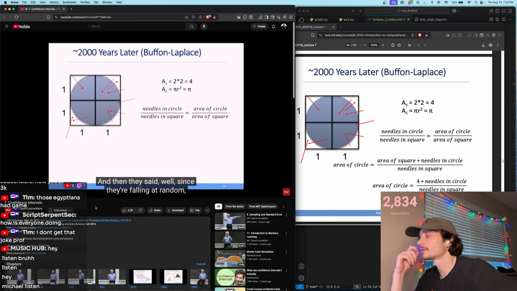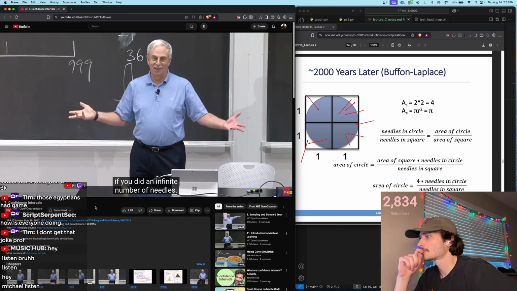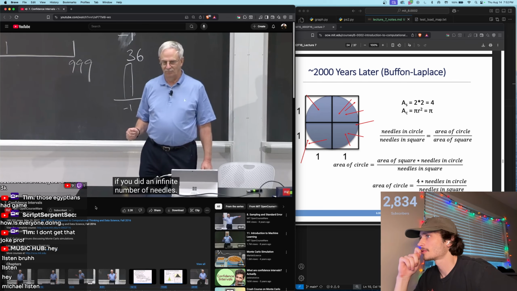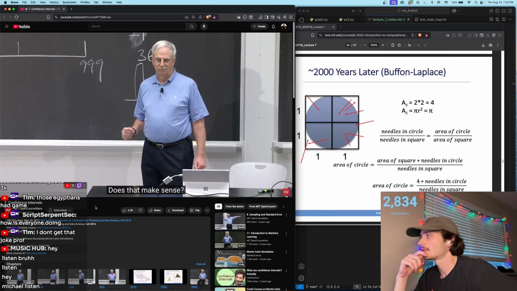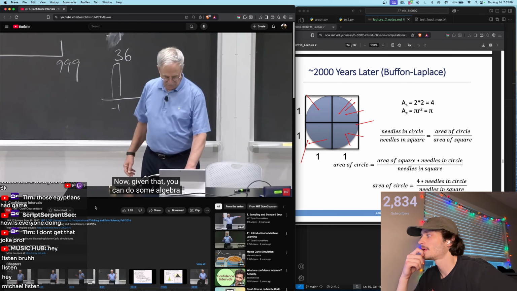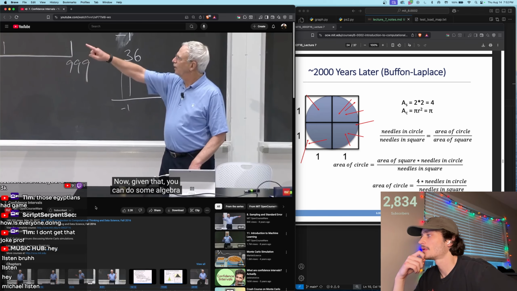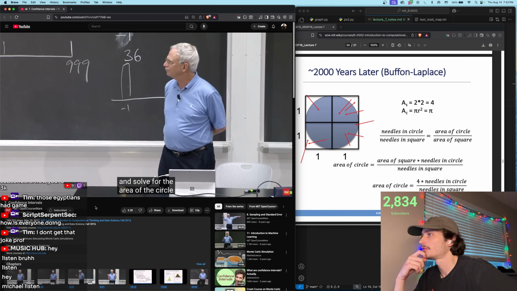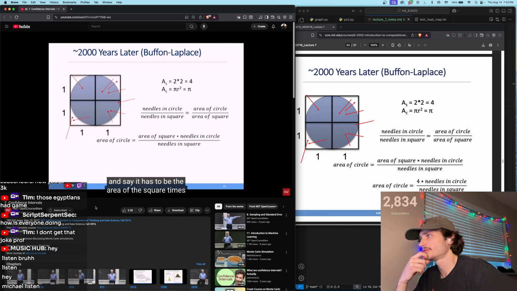Okay. And then they said, well, since they're falling at random, the ratio of the needles in the circle to the needles in the square should exactly equal the area of the circle over the area of the square, exactly if you did an infinite number of needles. Does that make sense? Given that, you can do some algebra and solve for the area of the circle. It has to be the area of the square times the number of needles in the circle divided by the needles in the square.